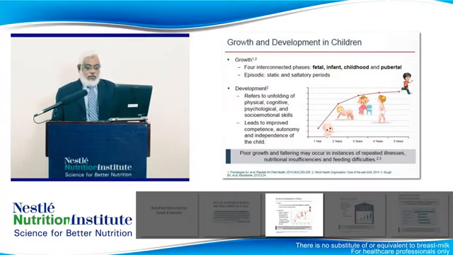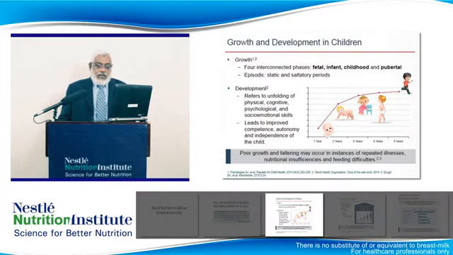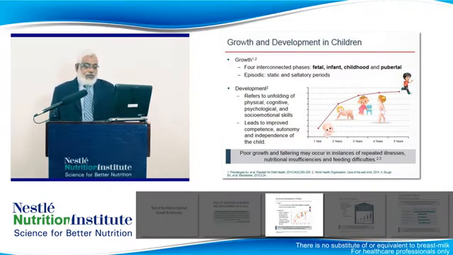Growth and development in children. This is a graph of how growth occurs. Growth has four interconnected phases: fetal, infant, childhood, and pubertal. It's episodic, static, and has solitary periods. Development refers to the unfolding of physical, cognitive, psychological, and socio-emotional skills. It leads to improved competence, autonomy, and independence of the child.